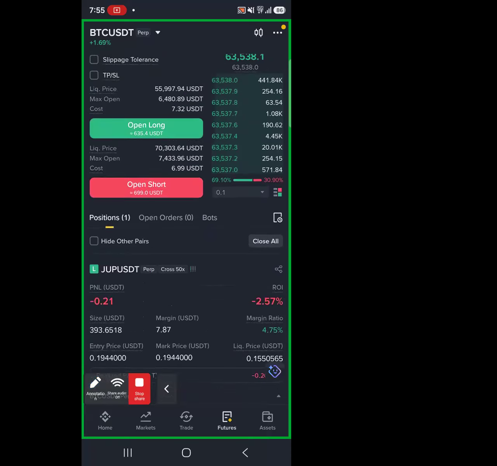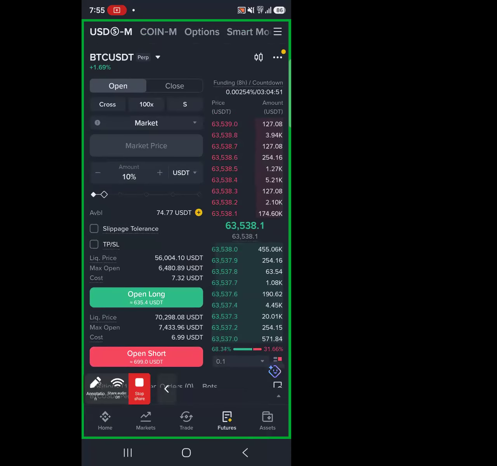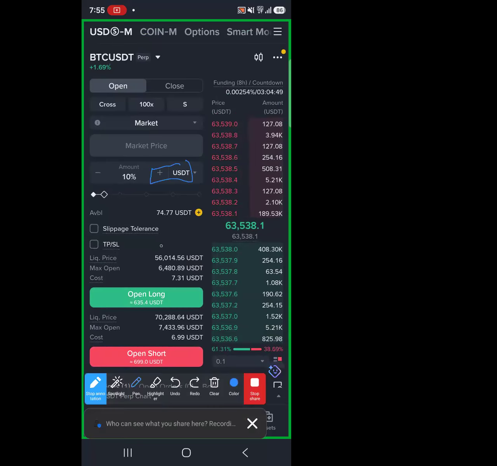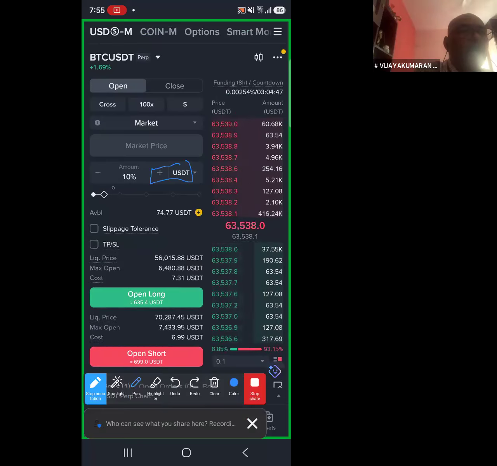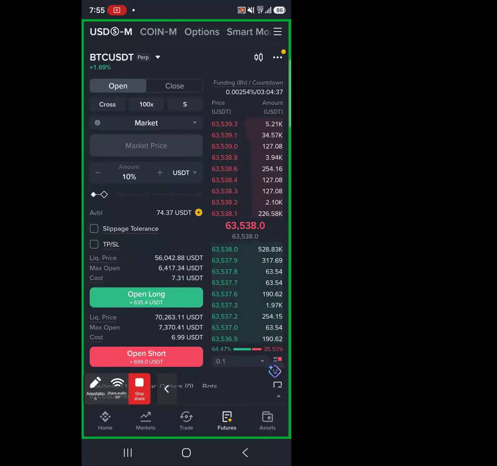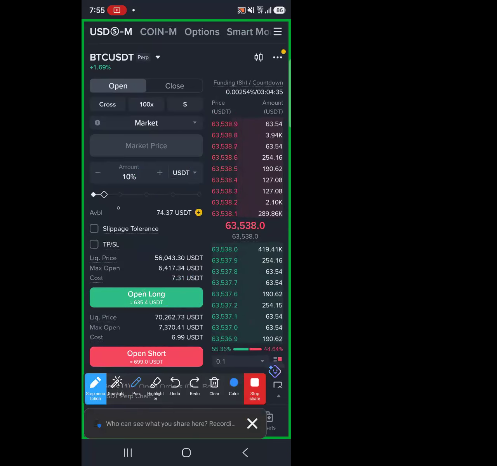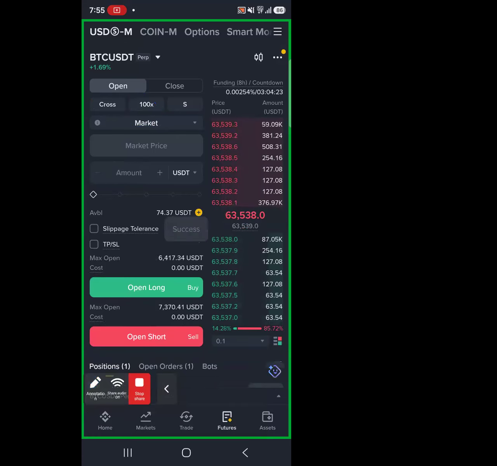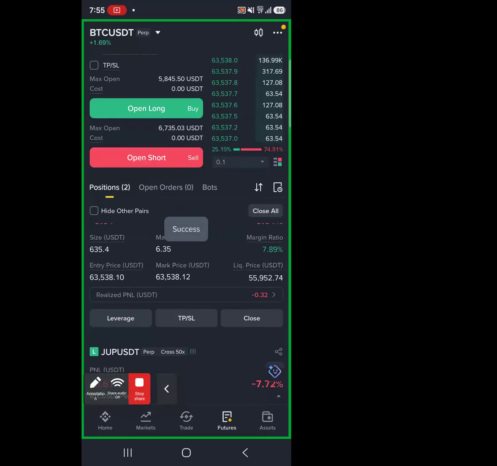I'm going to come here. I'm going to start a trade. This is the percentage of my margin. So I'm going to open long. Now I'm just going to tap here. So I'm tapping at market price. So initial margin, my leverage, I'm on cross mode and I'm opening it at market price. So I'm just going to start open long. So tap there.